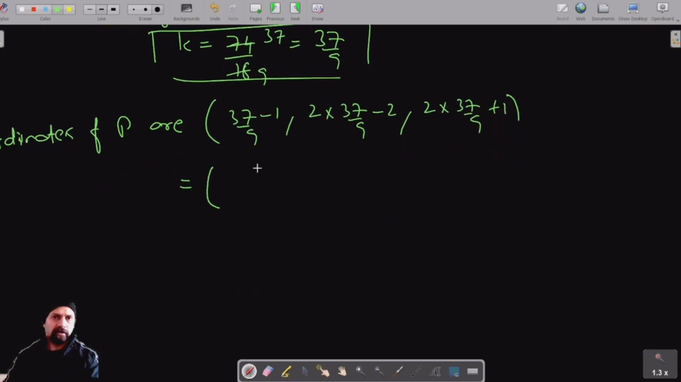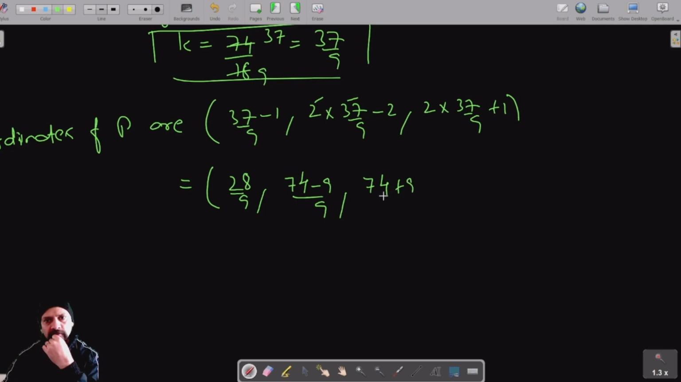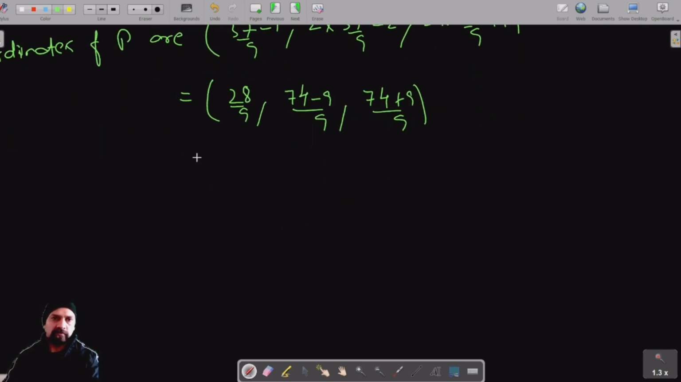And the coordinates are 37 minus 9, 37 minus 9 is 28, so this is 28 by 9. And this is 2 into 37: 7 twos are 14, 2 threes are 6, 74 minus 9 by 9. This is 2 into 37 by 9: 7 twos are 14, 2 threes are 6, 74 plus 9 by 9, which gives us 28 by 9.